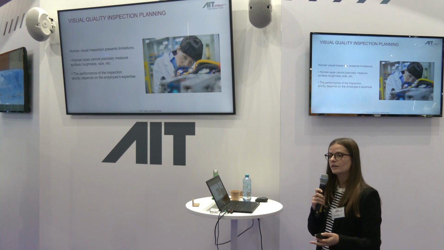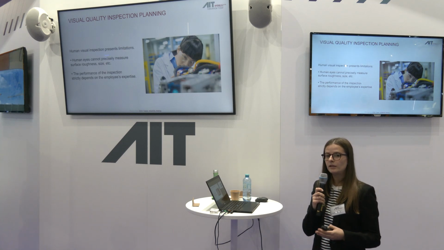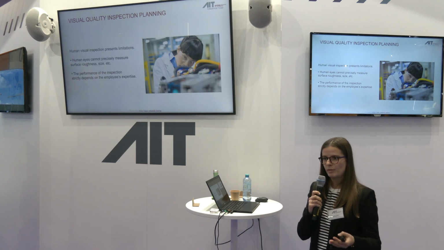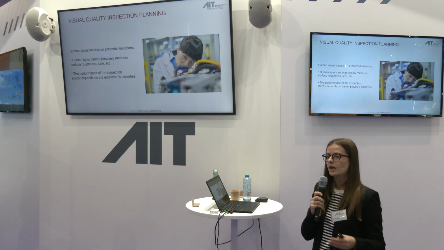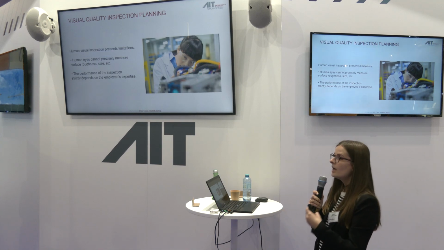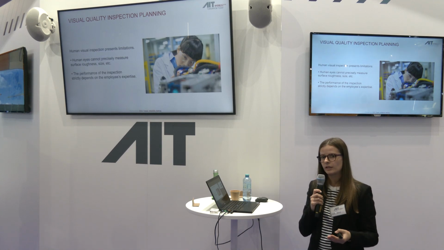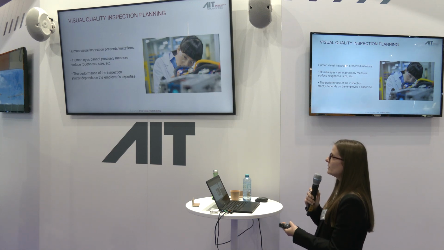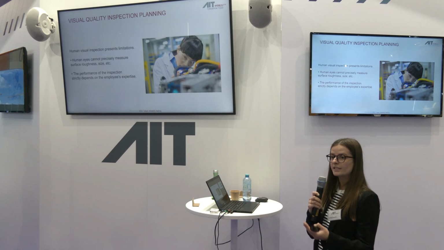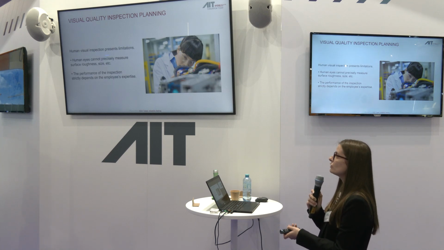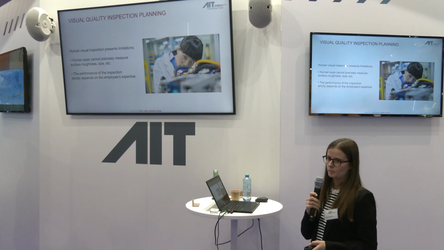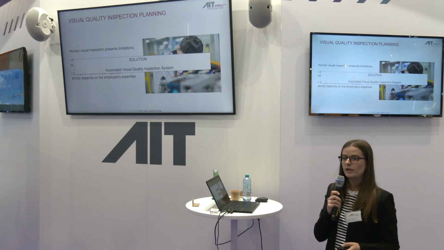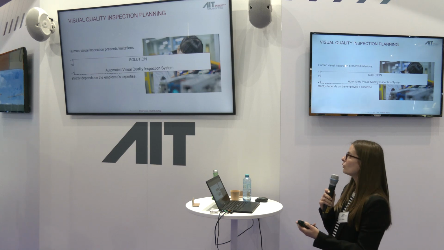Right now, the standard in visual inspection planning is based on the human, so usually it's not an inline inspection. Every component is removed from the production line and is manually inspected. This, of course, is time intensive, and there is also another problem related to performance, as the performance of the inspection strictly depends on the employee's expertise. For this reason, we are thinking about developing a different solution that takes robotics into account.